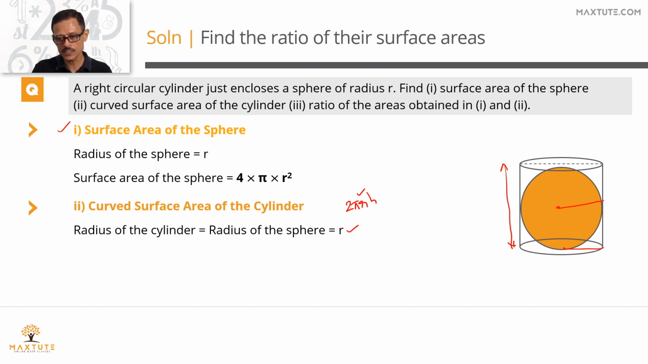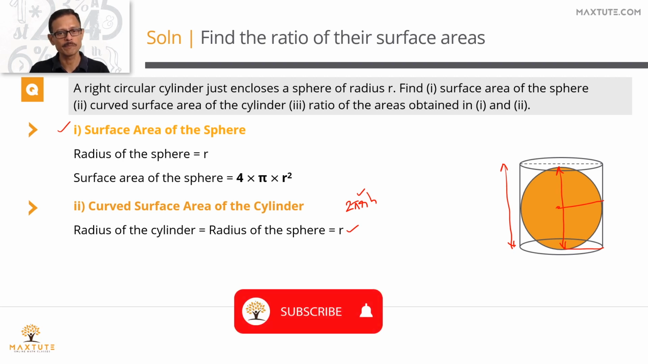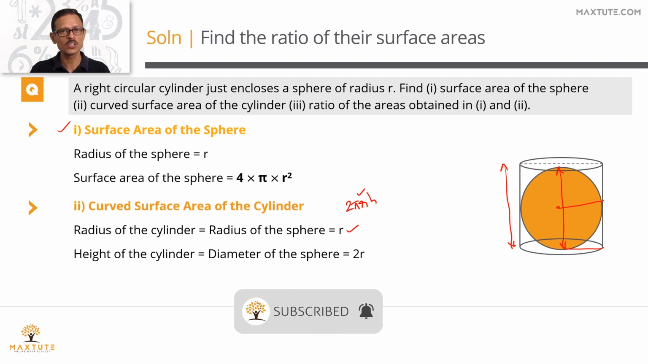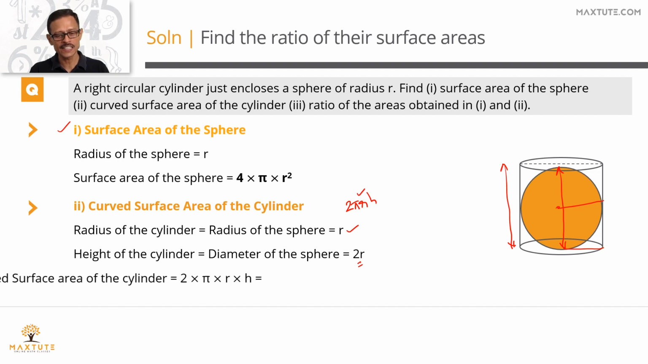Now let's look at what it means to the sphere. The sphere touches the bottom and the top of the cylinder, which means that this portion is going to be the height of the cylinder, which is nothing but the diameter of the sphere. So height of the cylinder is equal to the diameter of the sphere, which will be equal to twice the radius, which is equal to 2r. So we know r, we know h. Let's plug it into this formula.